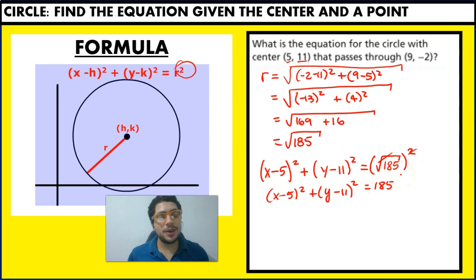So there you go, guys. You're going to have your equation given a center and a point. First thing you do, calculate the radius, and then you just organize the values you were given of the center and the radius squared, and that's pretty much it.